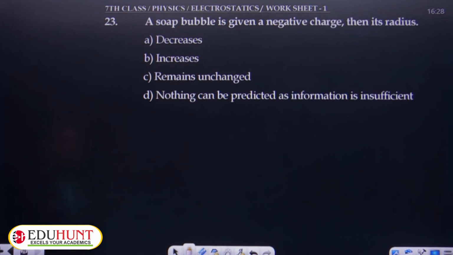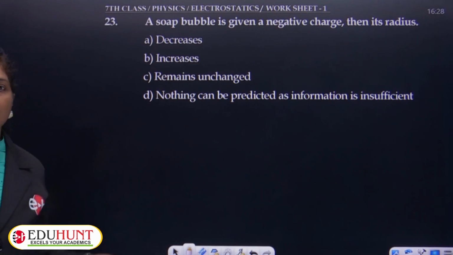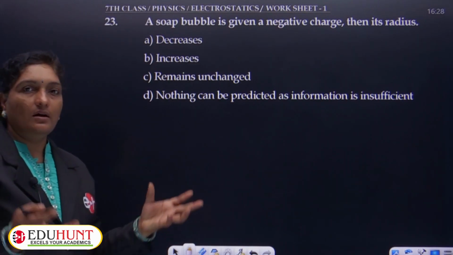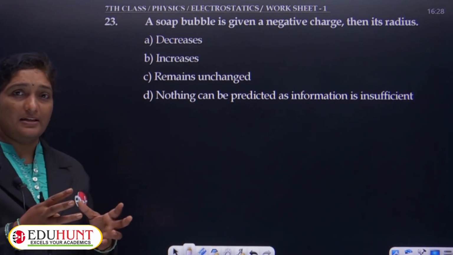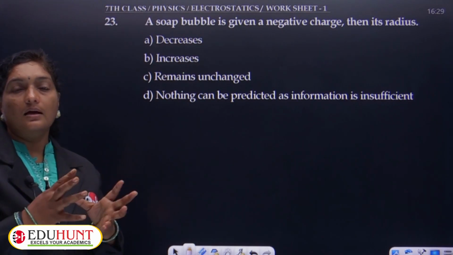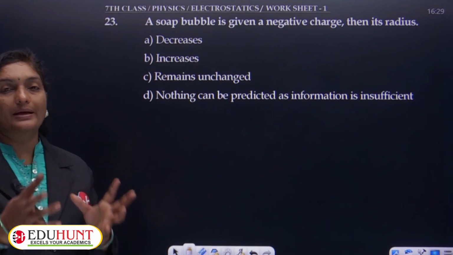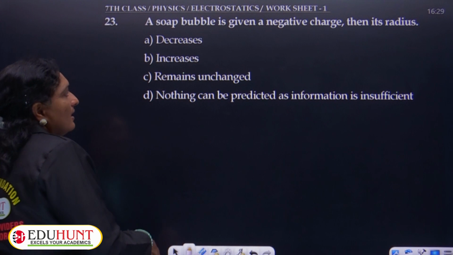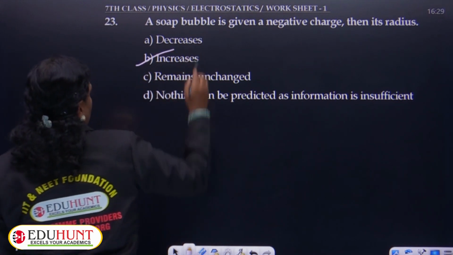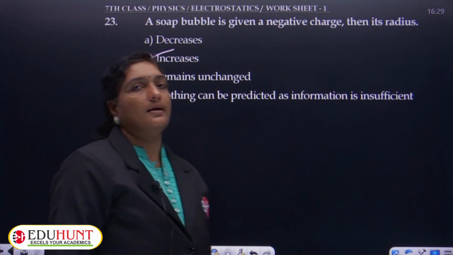So now let us move to the last question, children, 23rd. A soap bubble is given a negative charge. Then its radius, we have already discussed this. Whenever a charge is given to a soap bubble, due to the repulsion between the like charges, the radius of the soap bubble increases. Due to the property of repulsion, they move away from each other and as a result, its radius increases. So, for the 23rd, option B, that is increases, is the correct option.